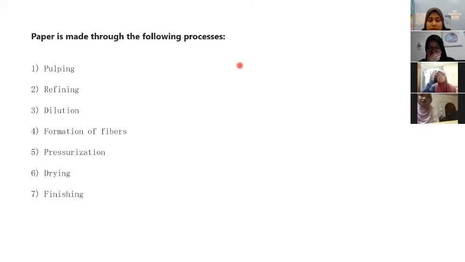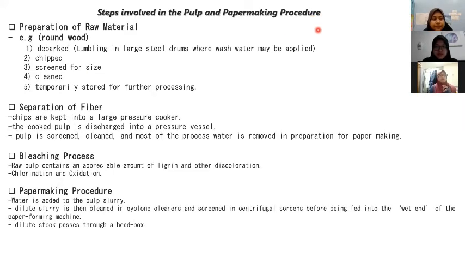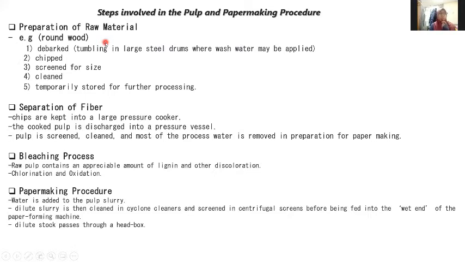Alright. Next would be steps involved in pulp and paper making procedure. Wood that has been received at a pulp mill can be in different forms, and it depends on the pulping process and the origin of the raw material. It may be received as bolts, which are short logs of round wood with the bark still attached. So first, we need to debark the round wood, as debarking is a process of removing bark from wood.